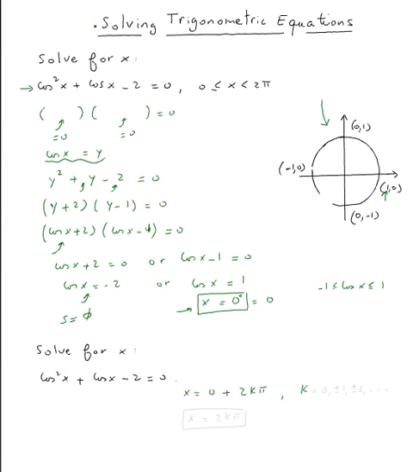What does it mean, integer? It means k is equal to 0, plus or minus 1, plus or minus 2, and so on. Well, 0 plus 2k pi is just 2k pi. And that's it for this example.